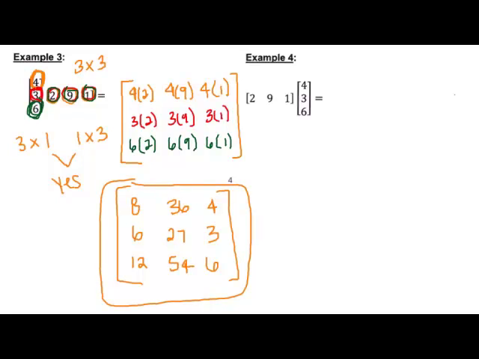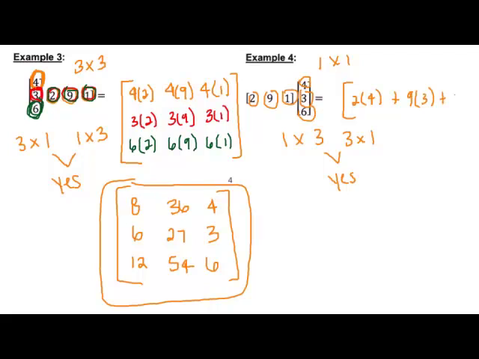Next example, our first matrix is a 1 by 3. Our second is a 3 by 1. Again, notice that they are the same, so we can multiply. And our solution is going to be a 1 by 1 matrix. So again, we're going to take our first row times our first column, 2 times 4. Remember, we're adding them together. 9 times 3, and 1 times 6.